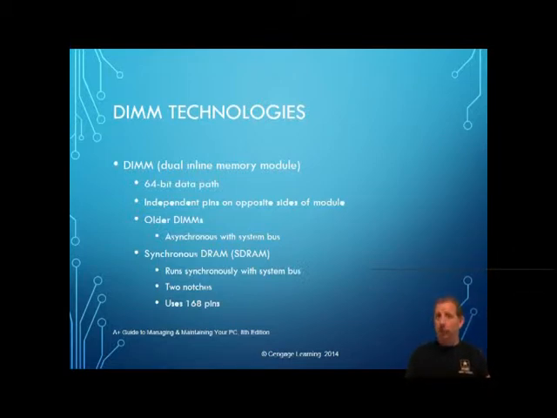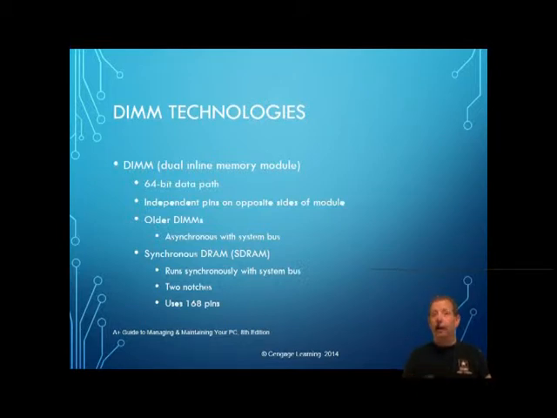The first DIMM to run synchronized with the system clock was what we called SDRAM, or Synchronous DRAM, which has two notches and uses 168 pins. Now, don't confuse SDRAM with SRAM. SRAM is static RAM, and that's what we talked about in the last lesson.